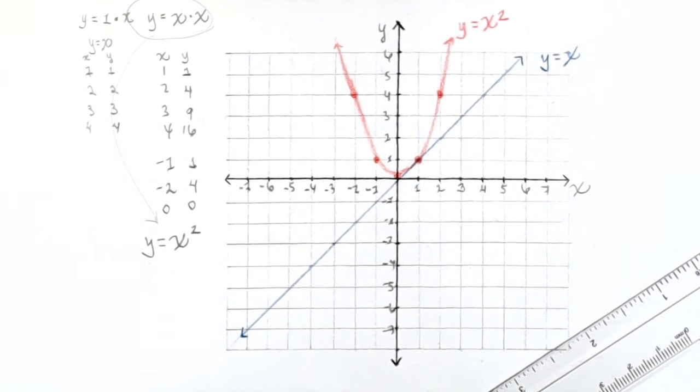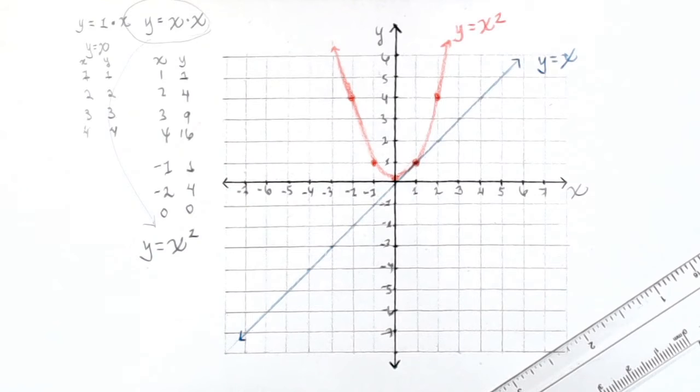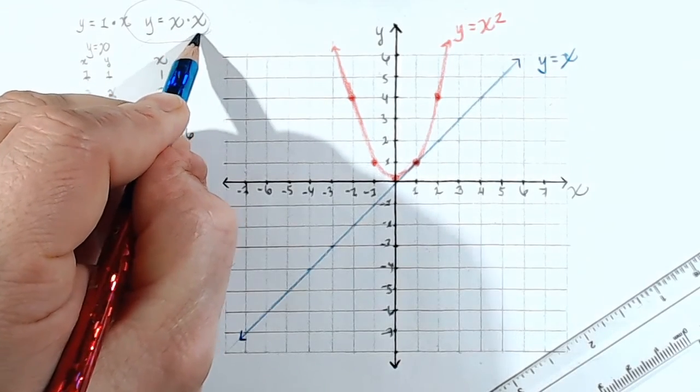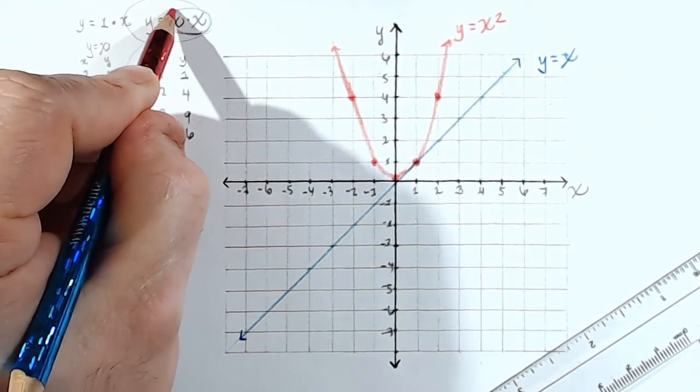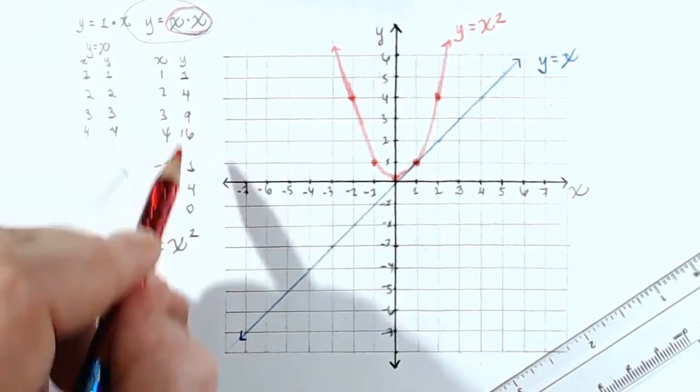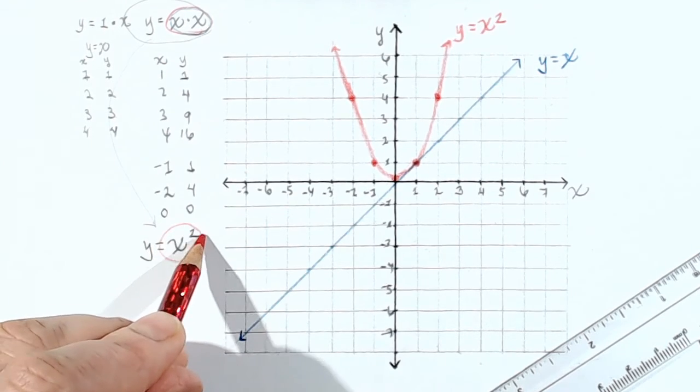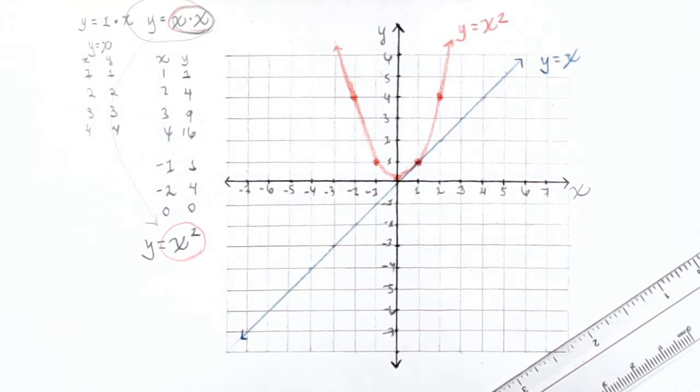So that is kind of an introduction in how we get into quadratic graphs and what a quadratic really means. It's the x value times itself. Okay, should have done it in red. So x times x is x squared. So that's why it says x squared.